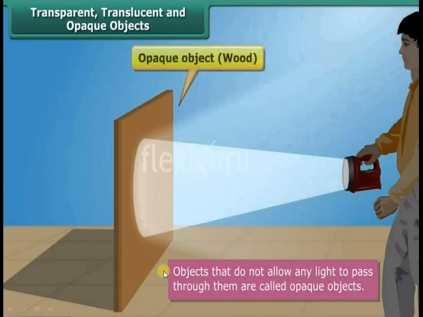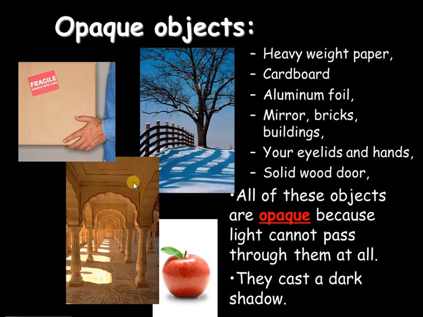Opaque objects. Objects that do not allow any light to pass through them are called opaque objects. What are the examples of opaque objects? Cardboard, aluminum foil, mirror, bricks, buildings, your eyelids, hands, solid wood door. All of these objects are opaque because light can't pass through them at all. They cast a dark shadow.